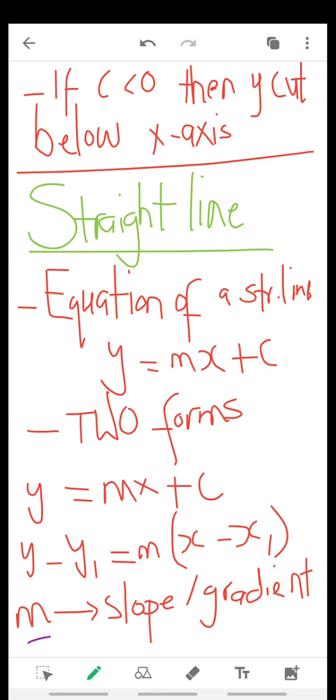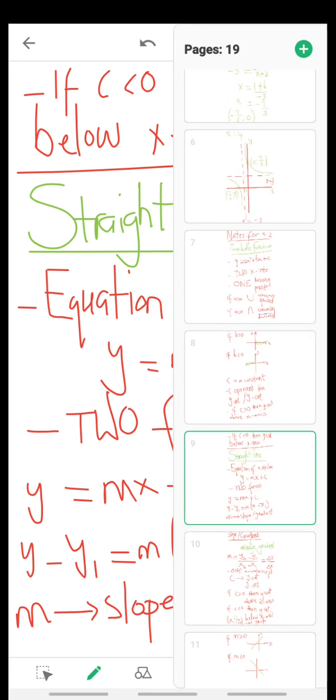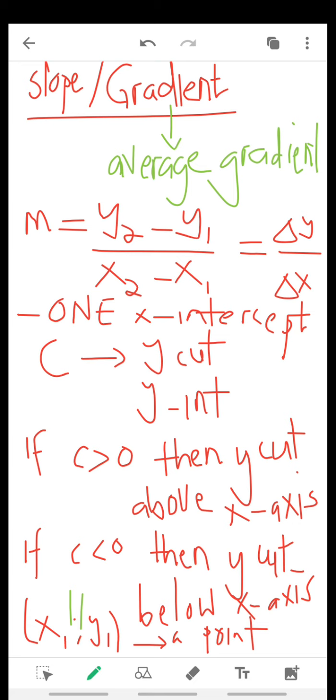And remember, m is your slope, or what we call your gradient, okay? Very, very important. And then lastly, what do we normally do? We either call your m, which is y2 minus y1 over x2 minus x1, a gradient, or sometimes also call it average gradient, but it means one and the same thing. So the formula for calculating a gradient is m equals y2 minus y1 over x2 minus x1, or it is change in y over change in x.